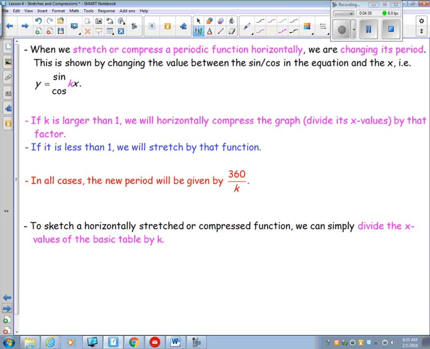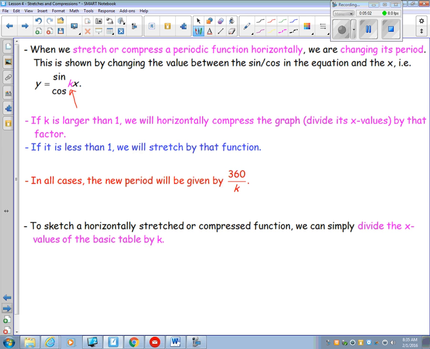And if we look at the horizontal ones, we start stretching and compressing things horizontally. What we're doing is we're changing the period. We're changing how many cycles can happen in the same amount of space. To show this, we put a k value, as I talked about before, between the sine and the x, or the cos and the x. Okay, x's kind of do things backwards.